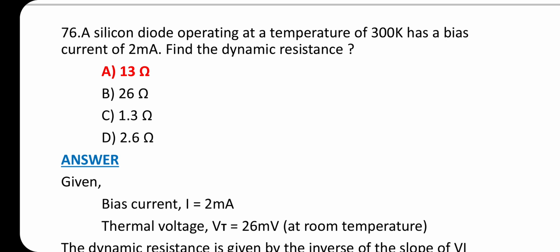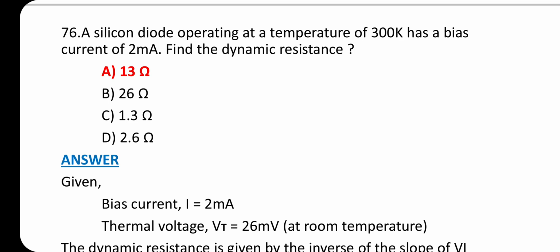Question number 76. A silicon diode operating at a temperature of 300 Kelvin has a bias current of 2 mA. Find the dynamic resistance. Answer is option A, 30. The dynamic resistance can be defined from the VI characteristics of a diode in forward biased condition. It is defined as the ratio of small change in voltage to small change in current.